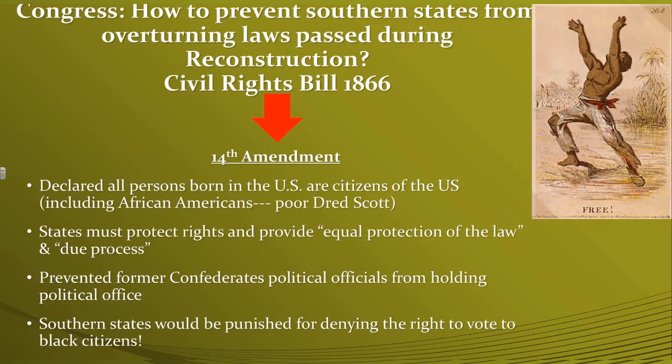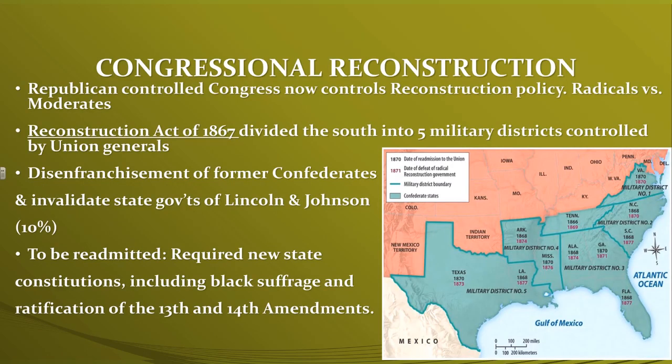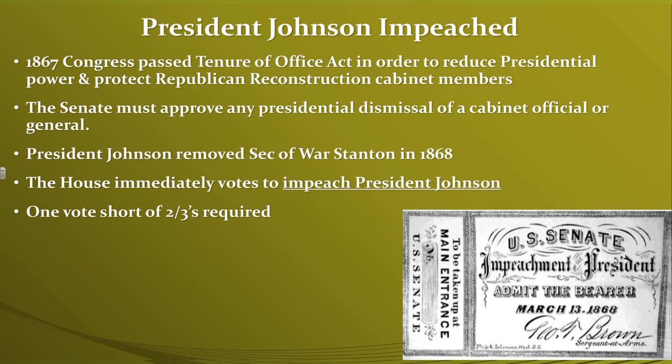And the nail in the coffin for Andrew Johnson is going to be when he actually removes a person from the cabinet, and that would be one of Lincoln's people, the Secretary of War, Edwin Stanton. And Edwin Stanton was not allowed to be fired because of a new law that was passed, called the Tenure of Office Act, which said the president cannot remove them from office.